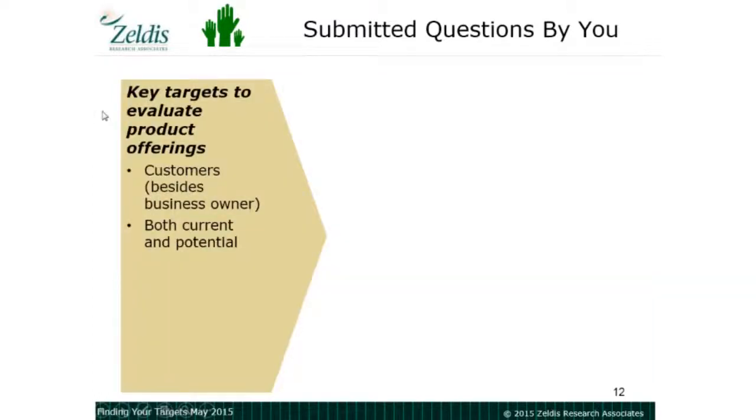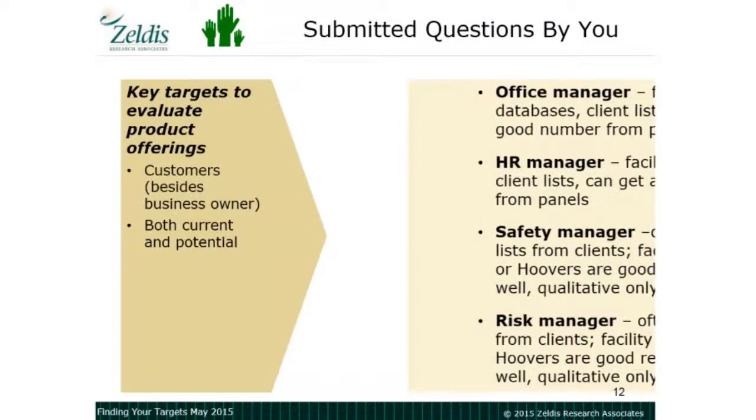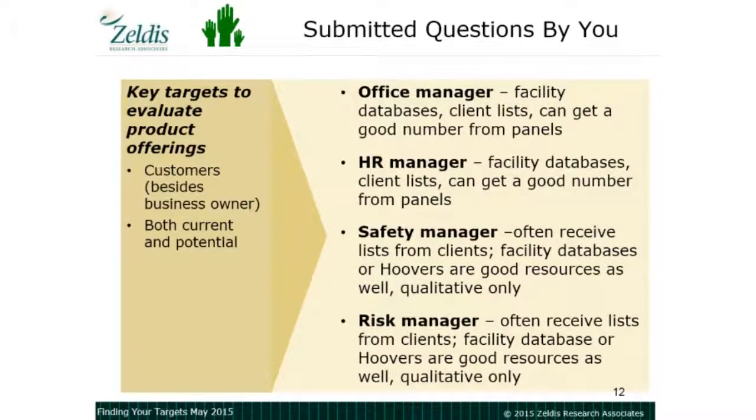So we also had questions about reaching specific customer targets, both current customers and prospects as well. And these are the areas that they were looking at: office manager, HR manager, safety manager, and risk manager. For office managers and HR managers, we've used client lists and facility databases for these groups often.